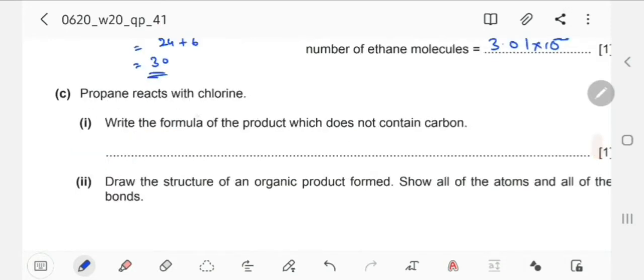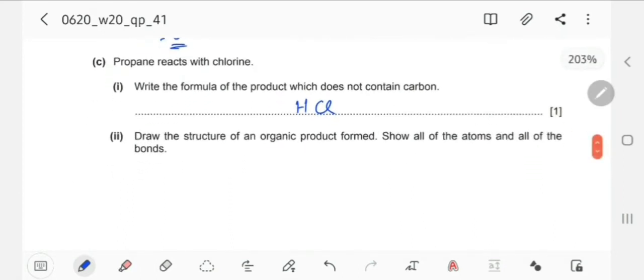Next question. Propane reacts with chlorine. Write the formula of the product which does not contain carbon. It is simply HCl. Why? Because propane reacts with chlorine in a substitution reaction. So one by one, hydrogen will be given out and chlorine will be substituted instead of hydrogen, and the hydrogen will be bonded with chlorine, forming HCl.